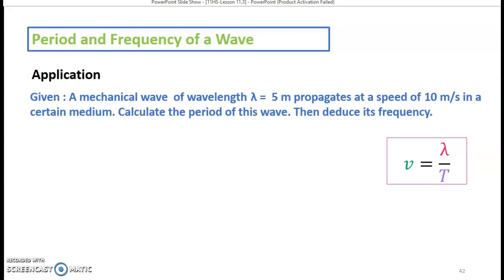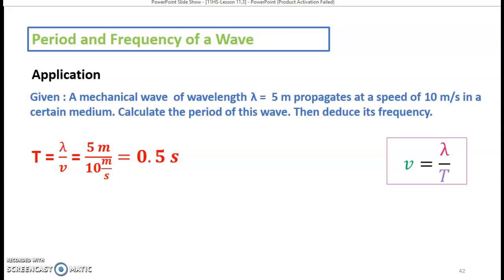Now, period over 1 is period equals lambda over V. Doing the calculation, I think it's easy for your level. So you can say that the period is lambda over V. Now doing the substitutions, 5 meter over 10 meter per second, meter and meter cancel. So we are left with the unit seconds, unit of time. So 5 over 10 is 0.5 seconds.